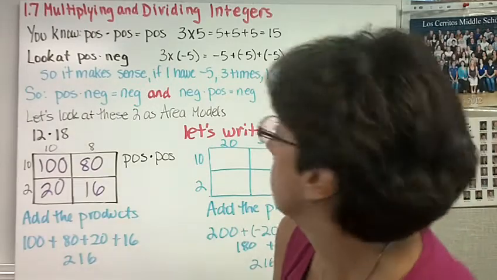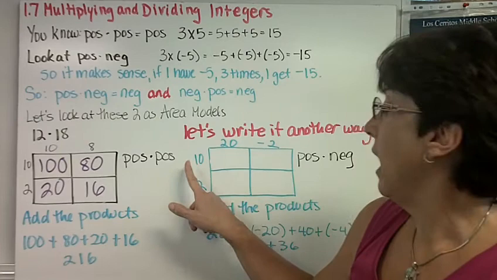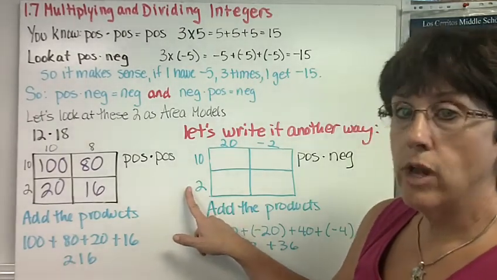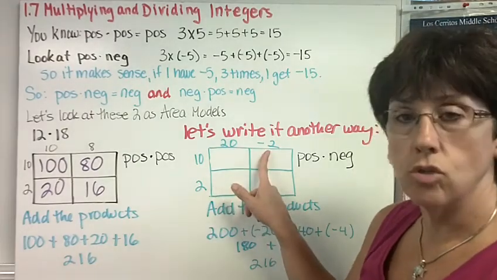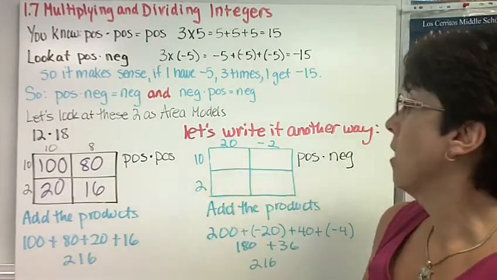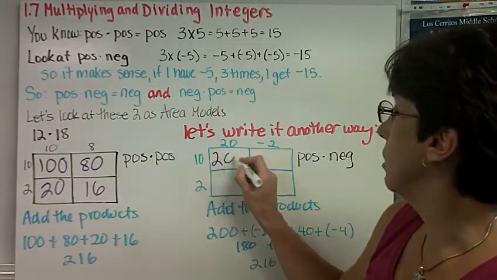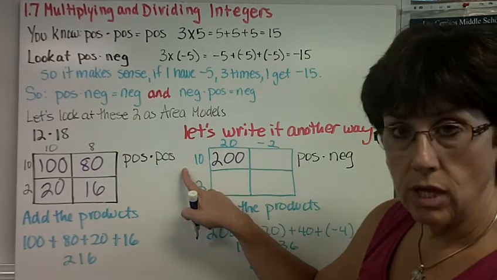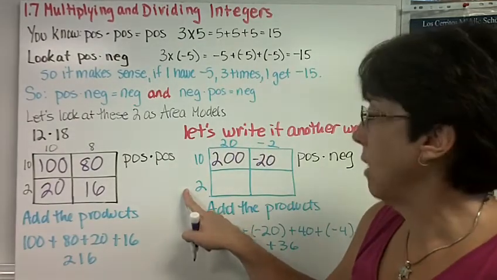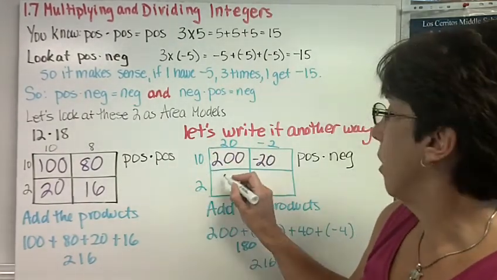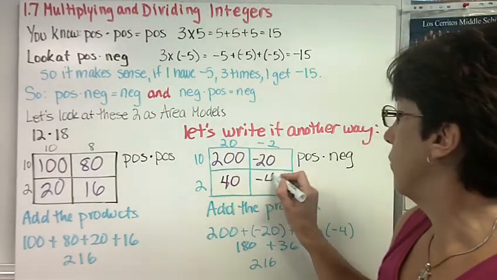Let's look at this another way. Let's write our 12 still as 10 plus 2, but let's write our 18 as 20 minus 2, because 20 minus 2 is 18, right? All right, 20 times 10, 200. Negative 2 times 10, negative 20. Negative 20 times 2, 40. And negative 2 times 2, negative 4.